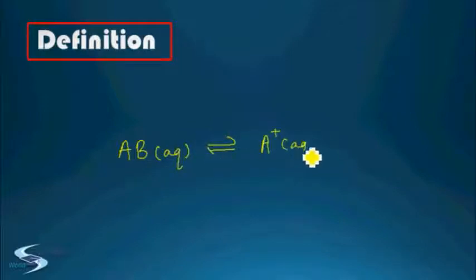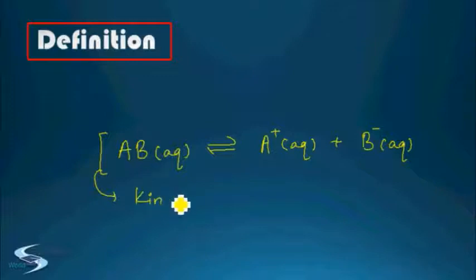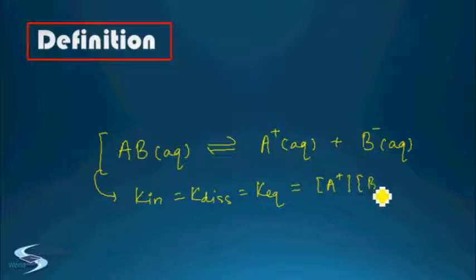For example, if I have an electrolyte AB, in aqueous medium, this AB dissociates into its cation A positive and its anion, that is B negative. So when this happens, the equilibrium constant for this equilibrium, that is K ionization or K dissociation, or the equilibrium constant KEQ, which we know is equal to concentration of A positive into concentration of B negative divided by concentration of AB.